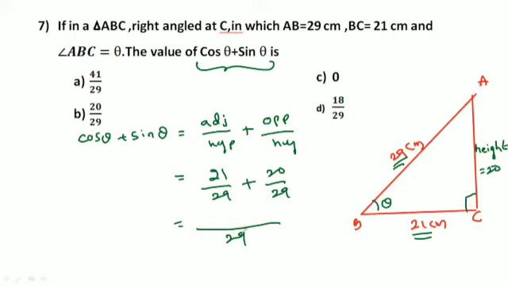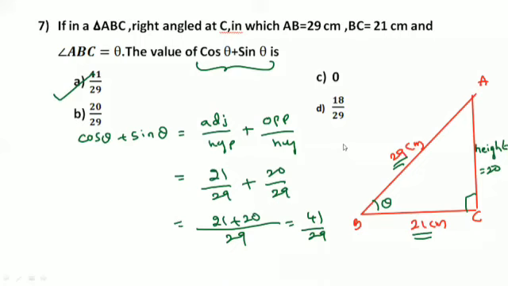So that will be the common denominator, that will be the LCM, children. Now, as there are the same denominators, we can write the numerators: 21 plus 20 is nothing but, children, 41 by 29, 41 by 29 centimeters. So children, see, what is the absolutely correct option here? Option A. Any doubt? No, sir. Right. Let us go to the next problem.